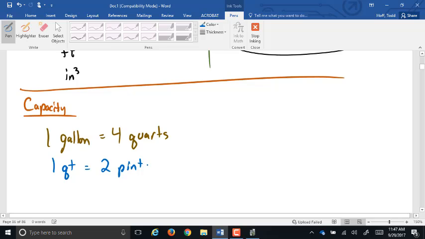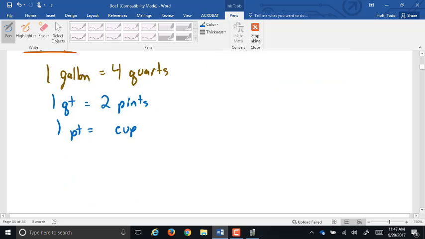And there are 2 pints in a quart. That size had to be adjusted so that it fit in, so you could convert pints to quarts. Smaller than a pint, we have cups. How many cups are in a pint? 2 cups in a pint.